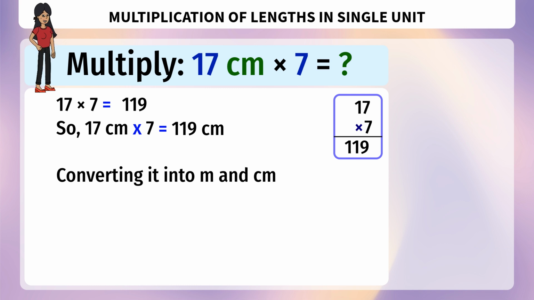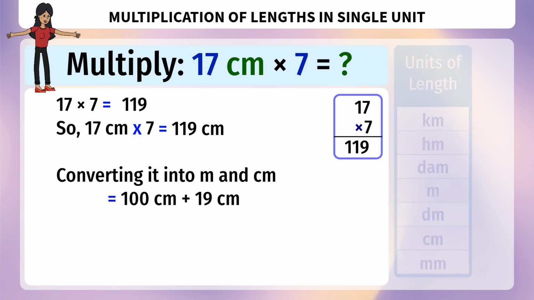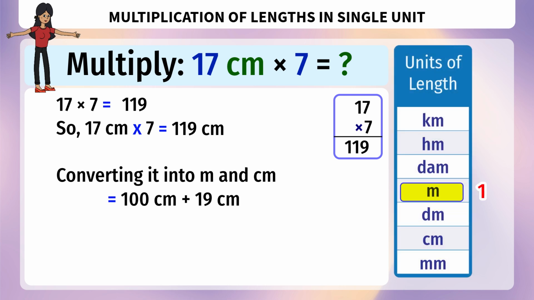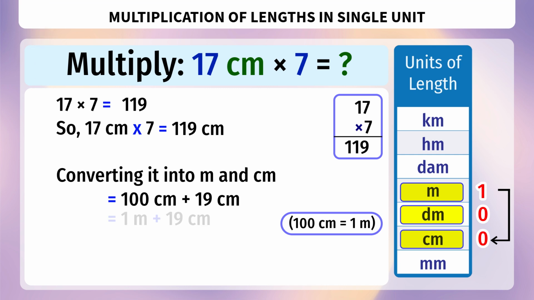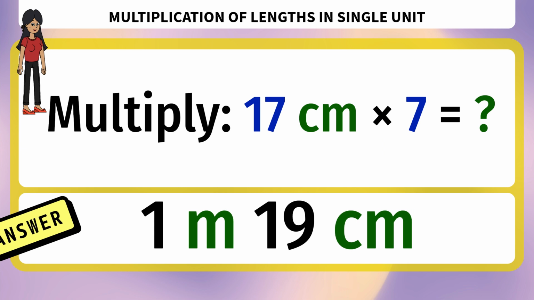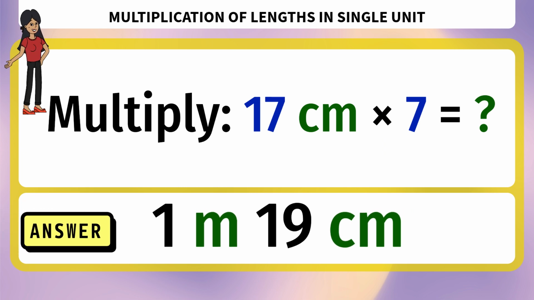119 centimeters equals 100 centimeters plus 19 centimeters. So, we get 1 meter 19 centimeters. The answer is 1 meter 19 centimeters.